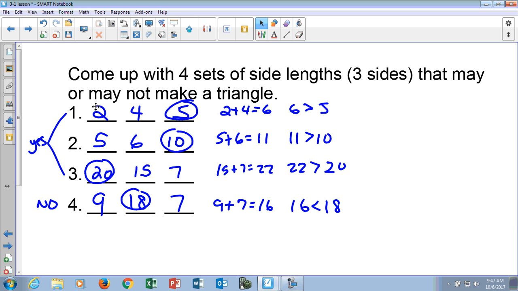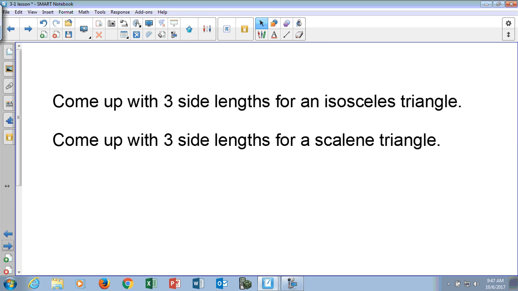Now we'll see how well you remember your vocabulary. Ready for this? All right, so come up with 3 side lengths for an isosceles triangle. What's an isosceles triangle? Lots of hands up. Okay, good. Ava. All right, so they have to have 2 equal sides, right? So 2 sides have to be the same. So what do you think could satisfy that? But it still qualifies as a triangle. Don't forget our rule. Anyone got an idea for me? Isosceles triangle. 2 sides have to be the same.